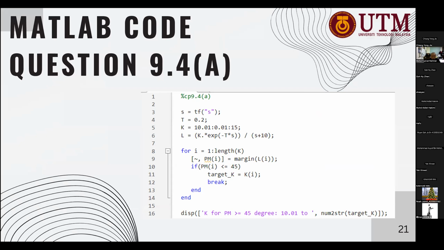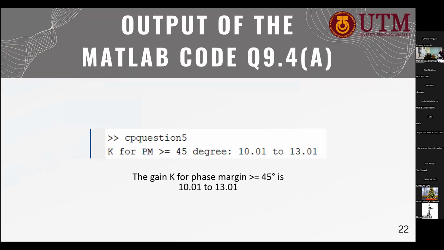The first output of this syntax is the gain margin and then the phase margin. But we don't need the gain margin, so I just put the tilde there, which means we ignore the gain margin. We don't need to obtain that value. Okay, next. After running the code, the k value for phase margin more than or equal to 45 degrees is around 10.01 to 13.01.